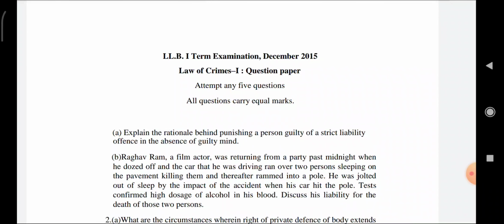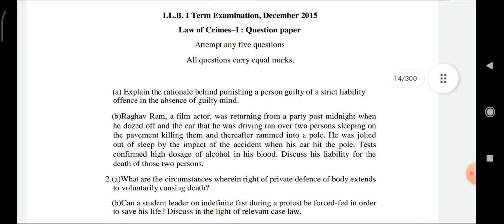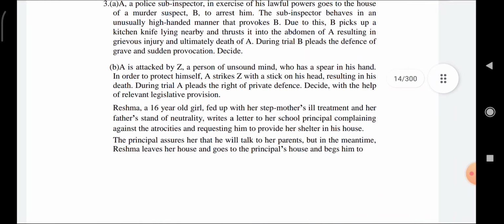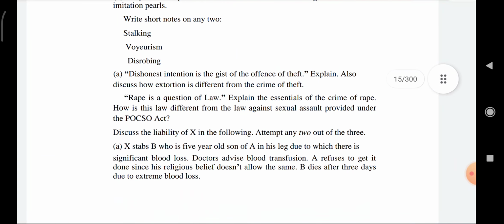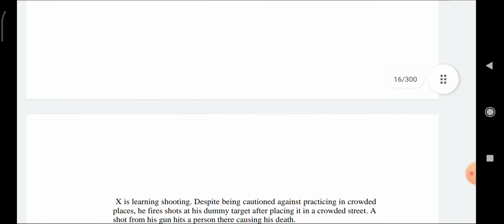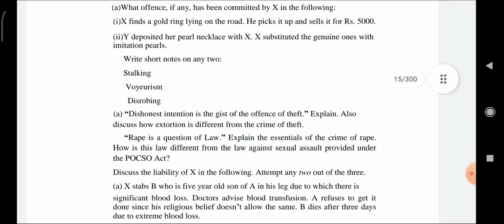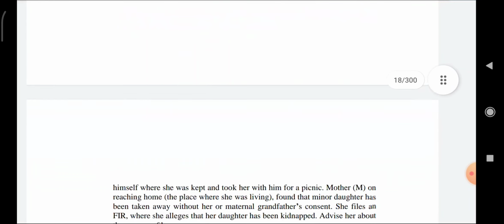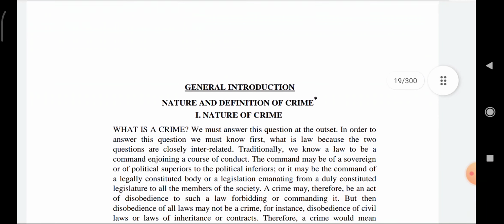Now, there are some questions related to the law of crime 1. All questions carry equal marks. Attempt any 5 questions. You can just read, guys. These are the questions, from 2015 and from 2014 as samples.